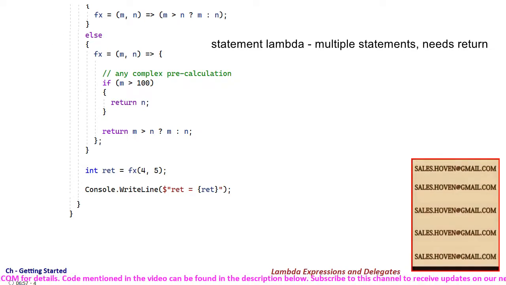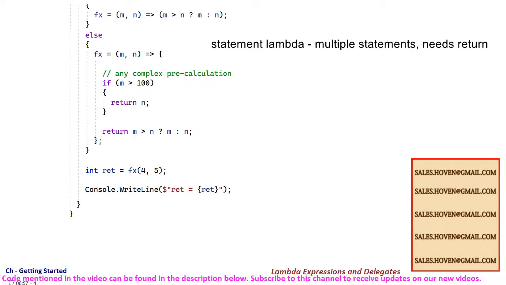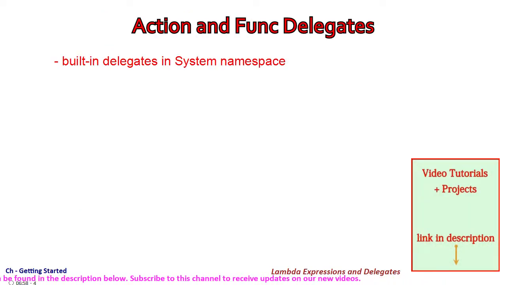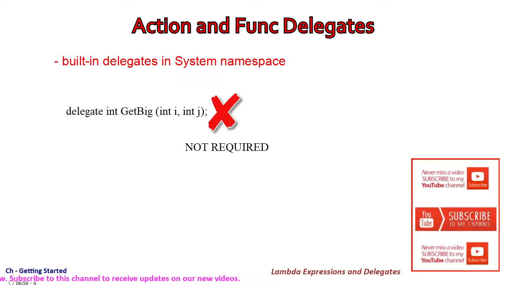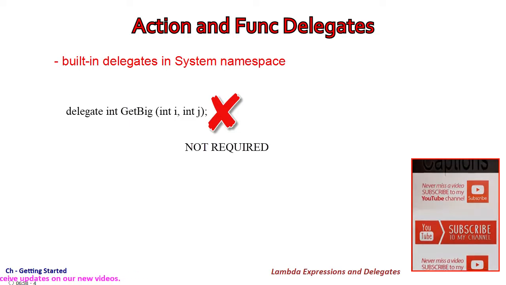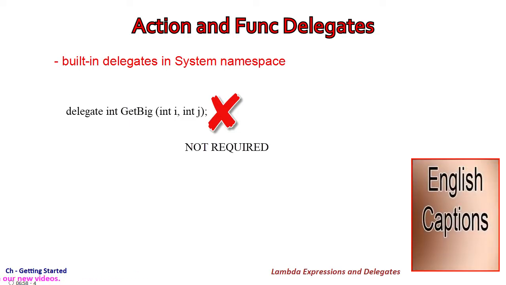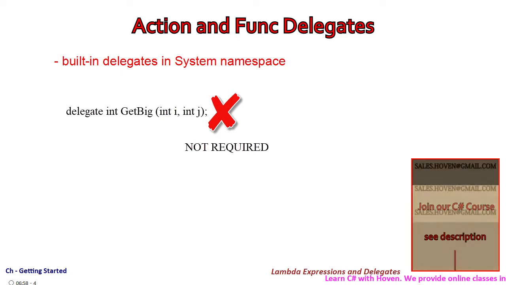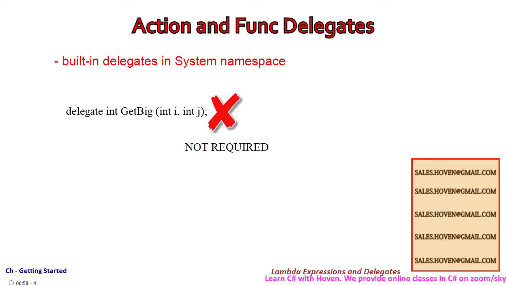The System namespace provides built-in delegates that serve our most common needs. So we do not have to specifically define a delegate in our programs like we defined delegate int getBig(int i, int j). We do not have to do all that. We already have built-in data types, built-in delegates that can be used in our programs.